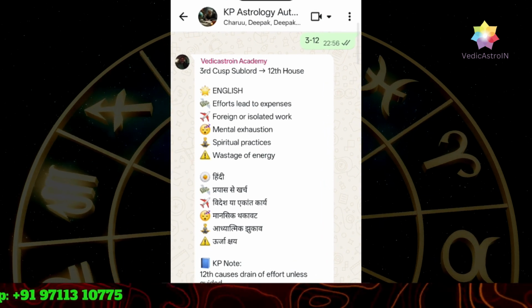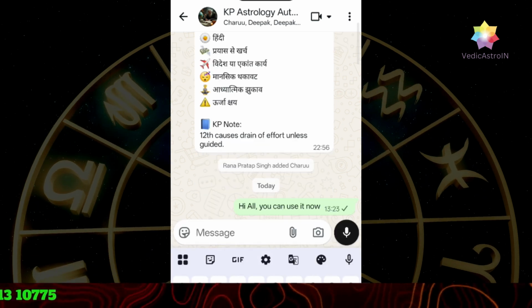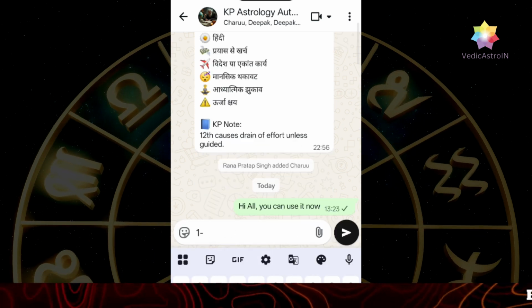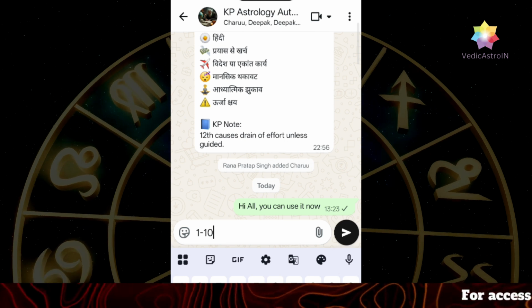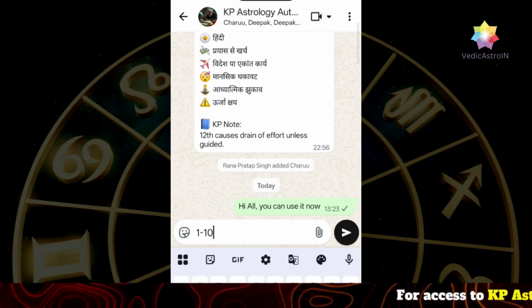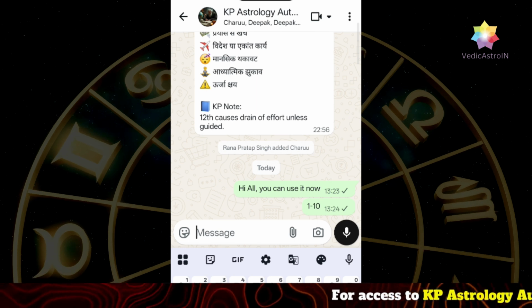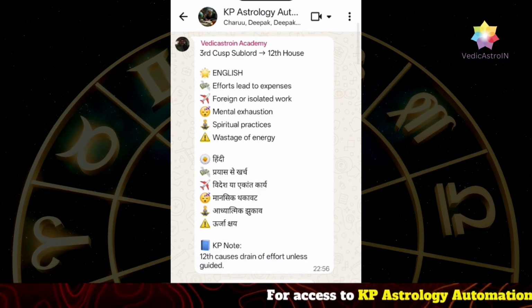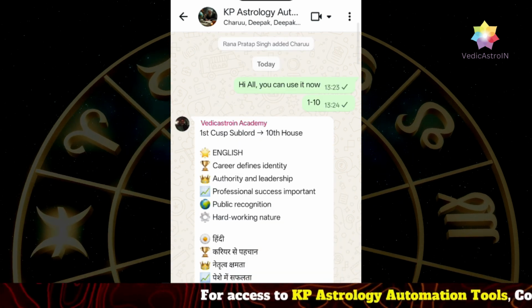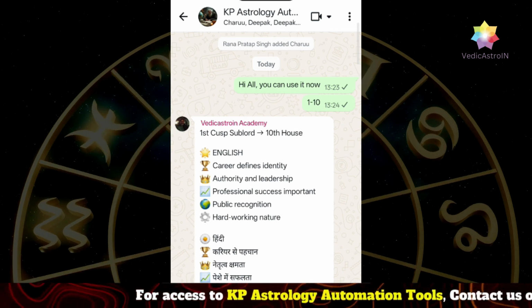So basically, how it is going to work: in case I want to get the information that if the first house sublord is in the 10th house, what could be the result? If I hit that 1-10, then automatically you are going to get a message. Now you can see it is in the English version as well as the Hindi version, right?